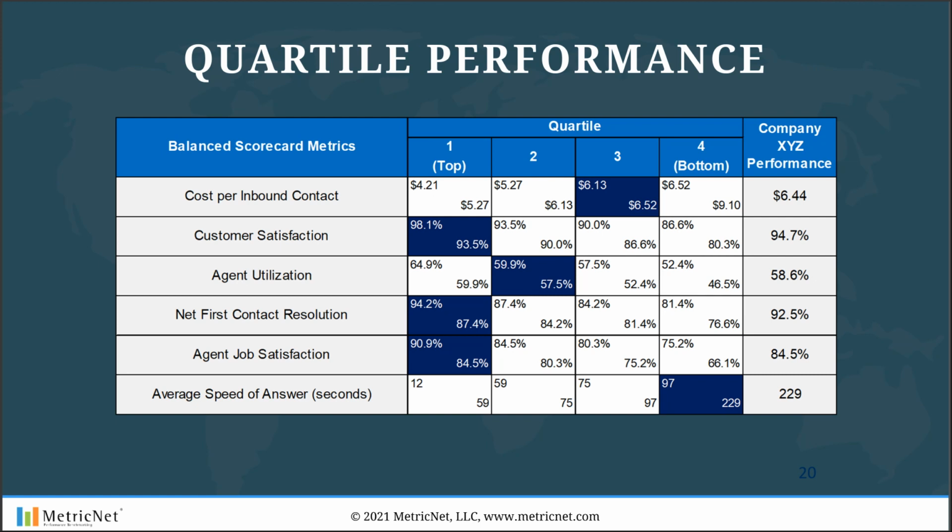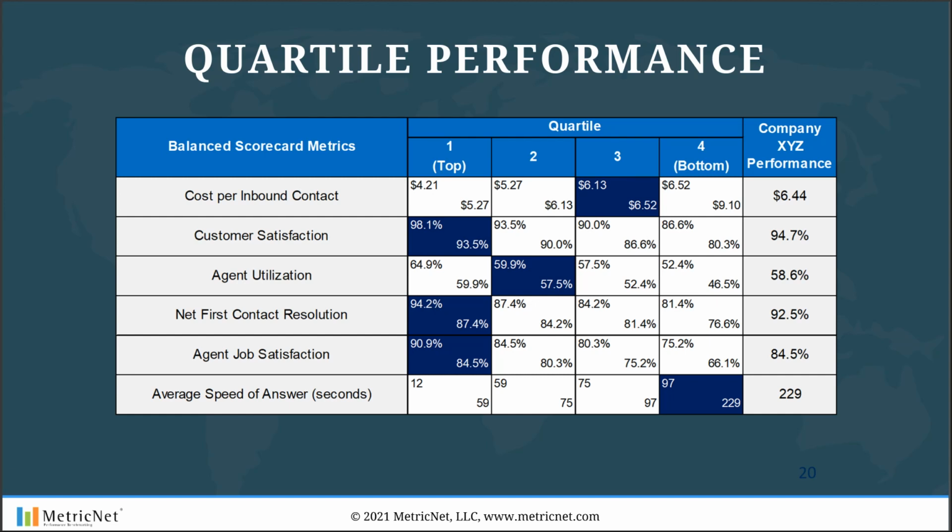Likewise, for customer satisfaction, we stack rank the data. The top 7 performers are in the top quartile. The bottom 7 performers are in the bottom quartile. You can see that in this benchmark, our client was in the 3rd quartile on cost, so they were a bit below average. Top quartile on customer satisfaction, 2nd quartile on utilization, top quartile on first contact resolution rate and job satisfaction, and bottom quartile on speed of answer.